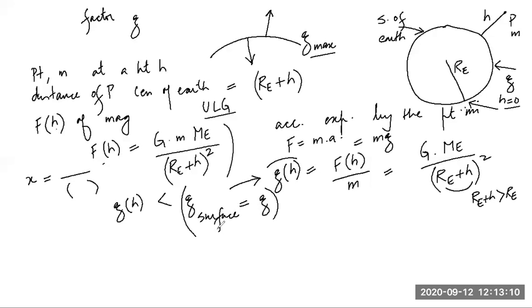Now by what factor does g decrease? We've already seen acceleration due to gravity is less. As h keeps on increasing, the point will go farther and farther from the surface of the earth. The acceleration due to gravity will keep on decreasing. So can we have a relationship between g of h and g, so that we can quickly find out by what factor or by what percentage acceleration due to gravity has decreased as the point has gone above the surface of the earth?